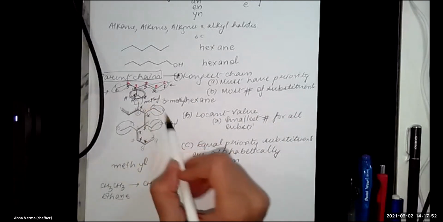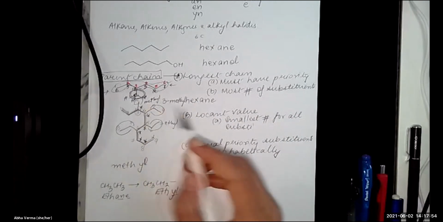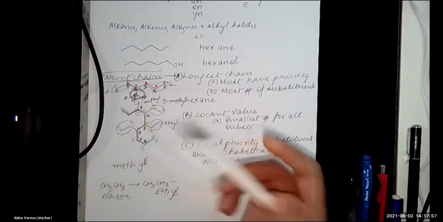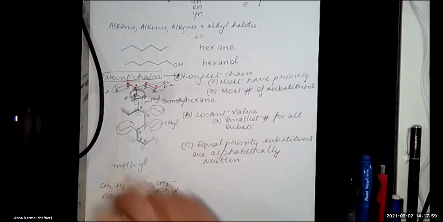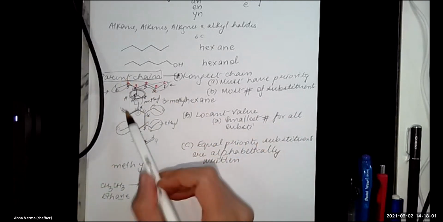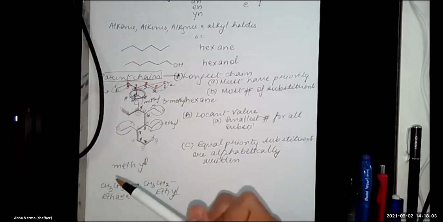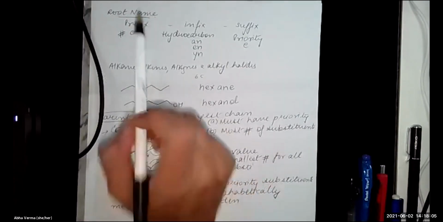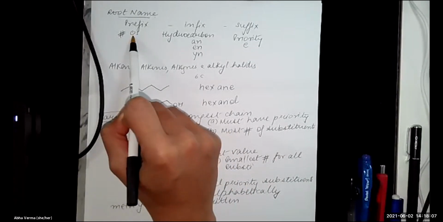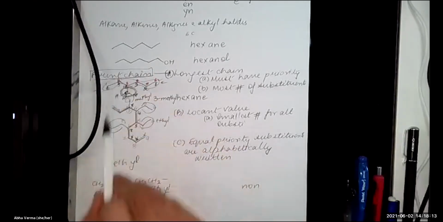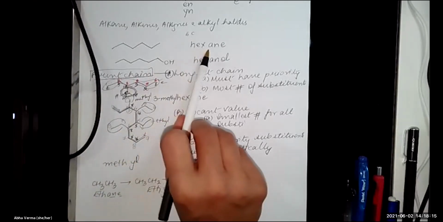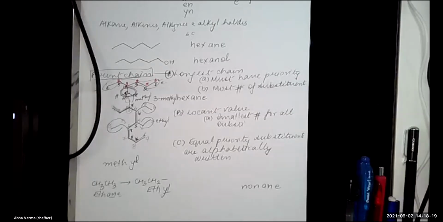So I have some methyls, I have some ethyls, and let's write the name of the structure. What is the first thing that I'm going to do? I'm going to write the parent name. There are 9 carbons. So that would give me non. Throughout, there are alkanes, so I will write the word an. No other priority, so it will end with the e.